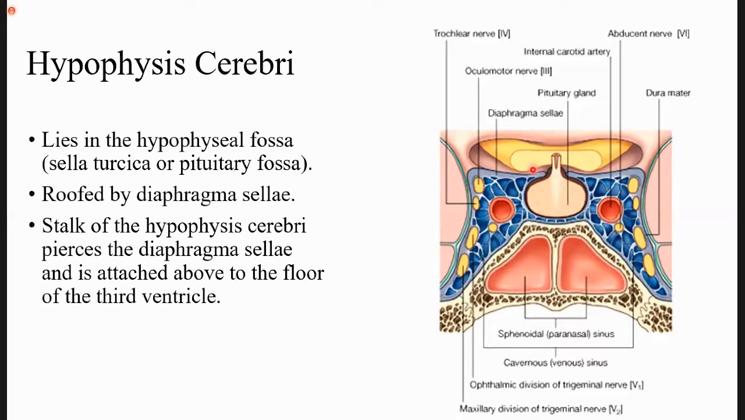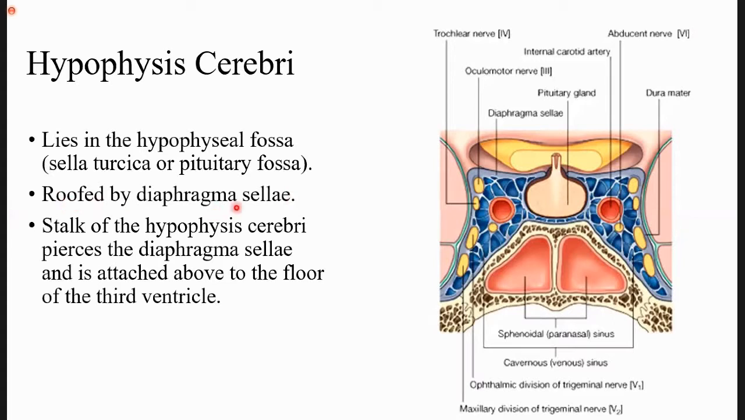The other two layers of meninges, that is pia mater and arachnoid mater, fuse together, and there is no subarachnoid space here, right? The other two layers are fused together. And this is the cavernous sinus, which lodges important structures over here. The internal carotid artery you can see here. We will go to the contents of this later on.